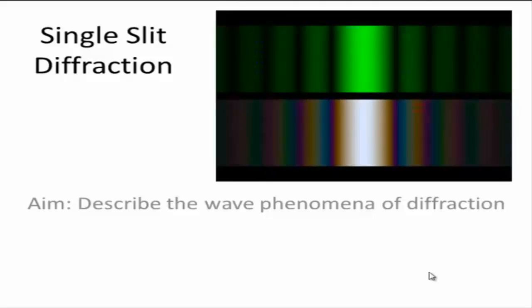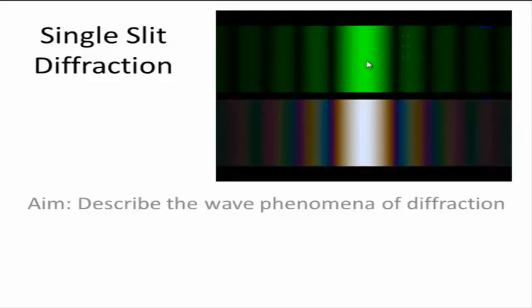I've got two examples of what this light would look like if it was projected onto a screen. The top example in green shows what happens when you have monochromatic, so single wavelength light, in this case, green. And what we can see is, rather than just having a single slit projected onto the screen in front of us, we get a pattern of what are known as fringes as I go out.